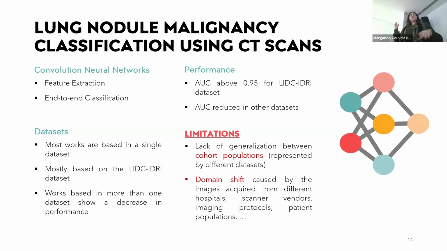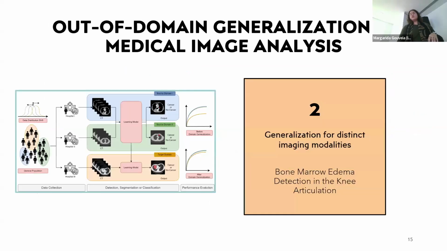I will talk in the second part of my presentation a little more about this use case because my preliminary work was with it. When I present the results, I will explore this a little more, but just to present the second use case: basically, the second use case is the detection of bone marrow edema in the knee articulation.